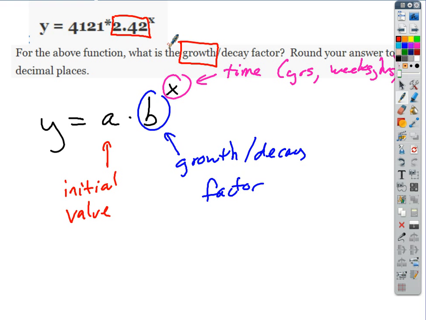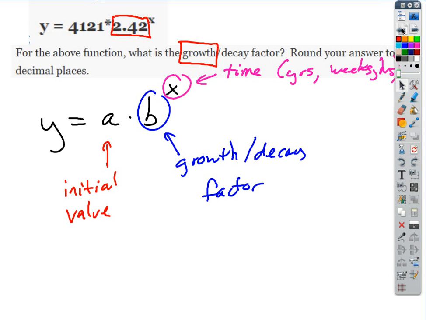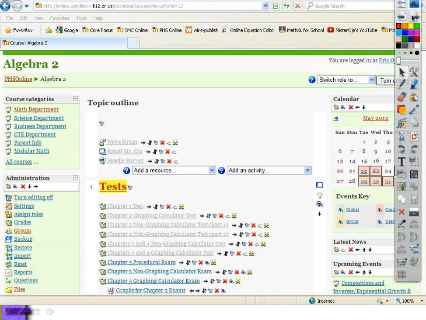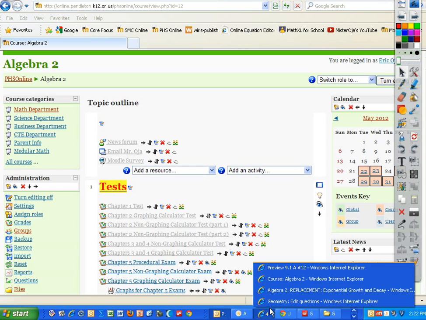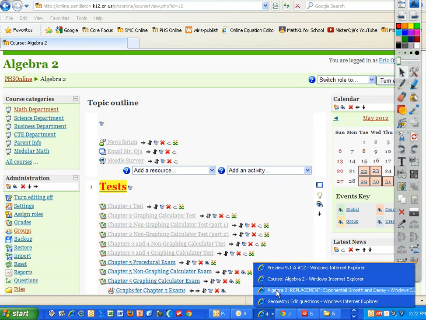So that's growth, and the growth factor is 2.42. Okay, what about this one? Whoops, hang on. I don't want to do that one. I want to do a different one. I want to do maybe, hang on. No, I want to do that one.